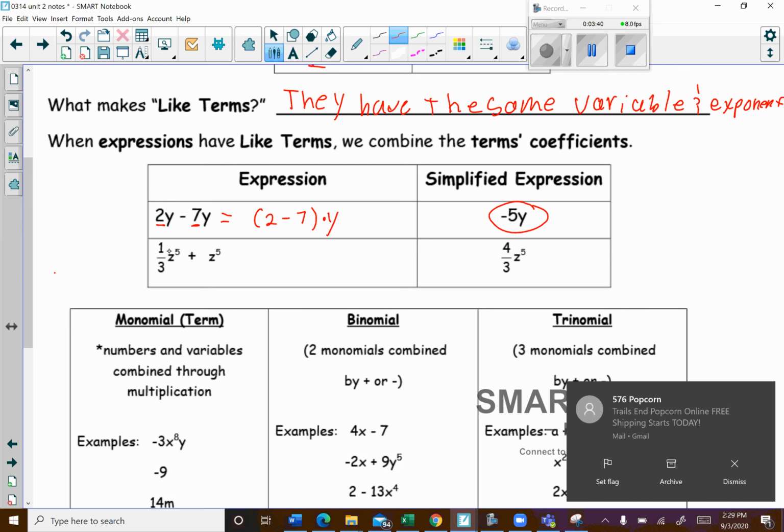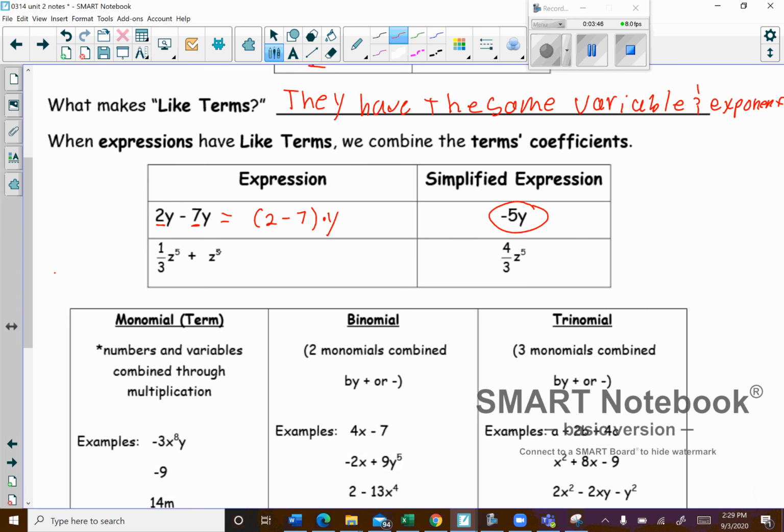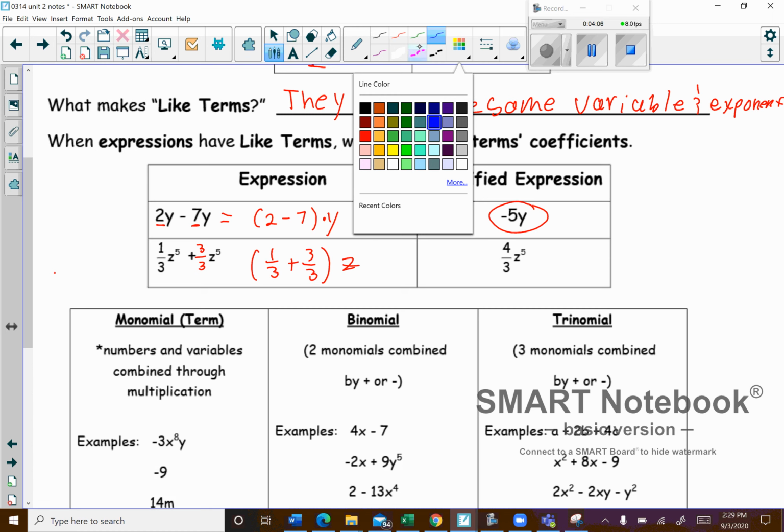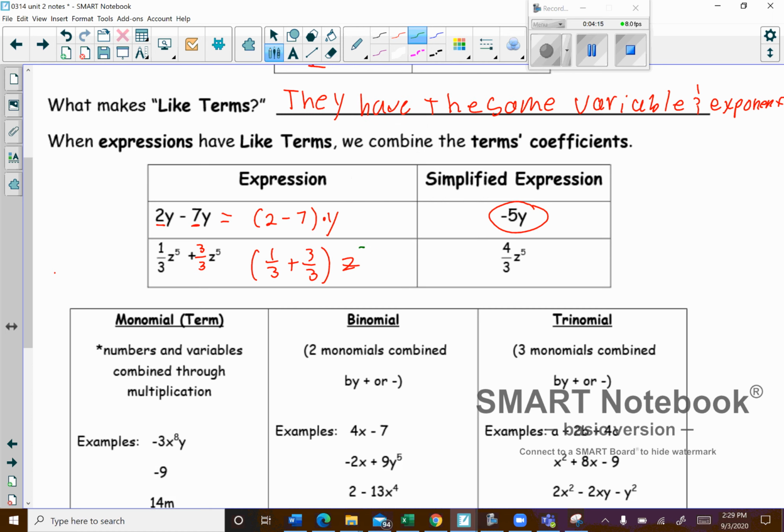Okay, let's look at our next one here. So I have 1/3 z to the fifth plus z to the fifth. And so that has an understood 1 in front. But what I'll do is I'll put that as a 3/3, right? 1 is the same thing as 3 divided by 3. So then, once again, what you would do is factor that z out. So you'd focus on having 1/3 plus 3/3. And I have the z right there. And then we have common denominators, so 1 plus 3 is 4 over my common denominator of 3, and then I have, oops, forgot my power, z to the fifth right there. Okay, and so we're going to practice these in just a moment.